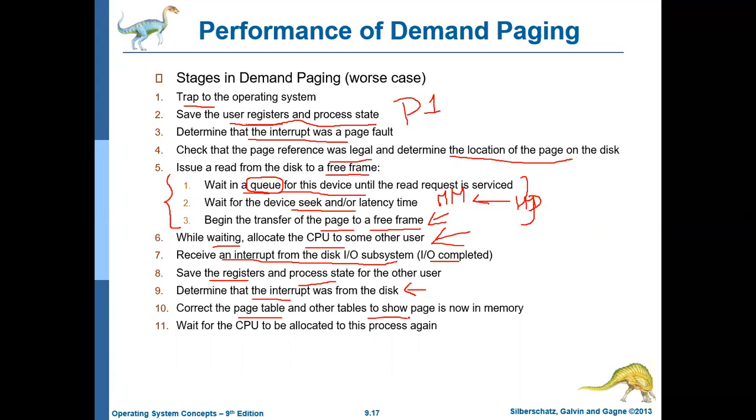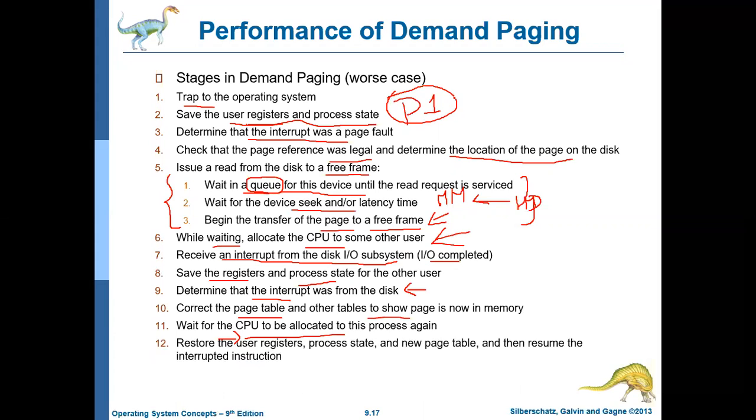Okay, and then wait for the CPU to be once again allocated to this particular process P1, which originally created the trap. Because now whatever page was requested has been moved into the main memory, so it is now ready to execute again. But still it should wait for its turn for the CPU, because we don't know what scheduling algorithm the CPU is using. Accordingly, this process will once again get its turn.